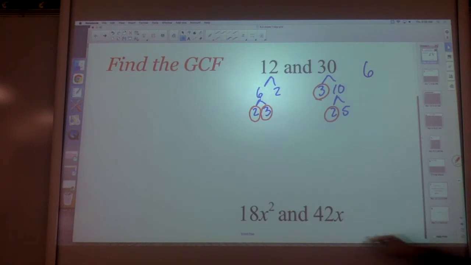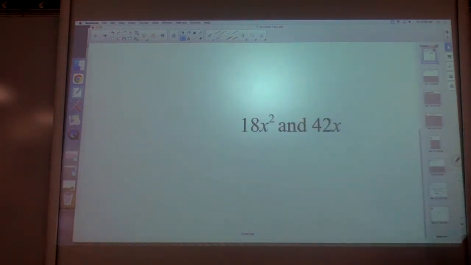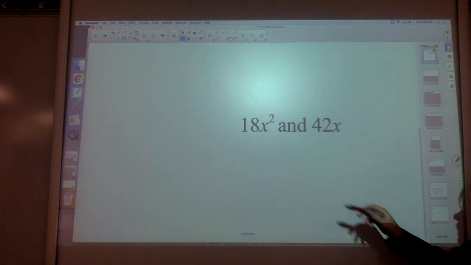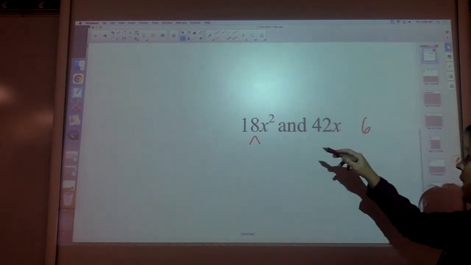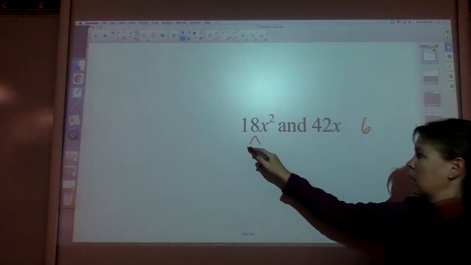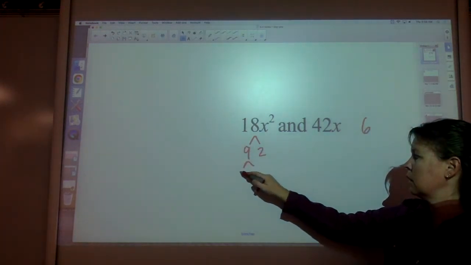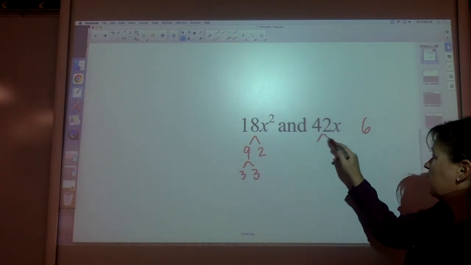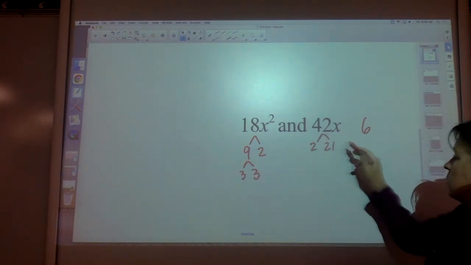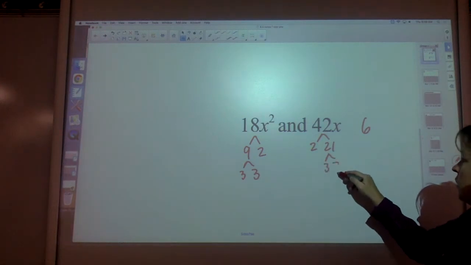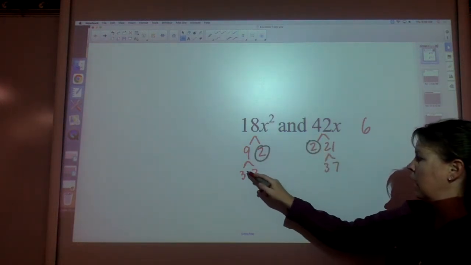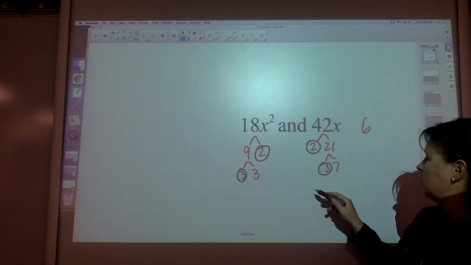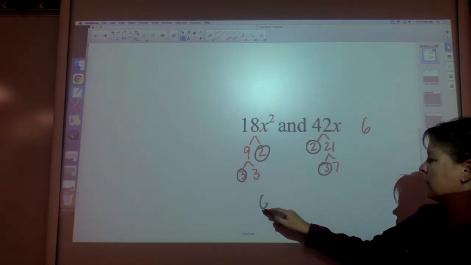We're going to also find the greatest common factor of 18x squared and 42x. Same idea. If you don't know that 6 goes into 18 and into 42, you would break it down to the best that you could. Break down 42, you know it's divisible by 2. Circle anything that they have in common, like a 2 and a 3. But they don't have anything else in common. 2 times 3 is 6.